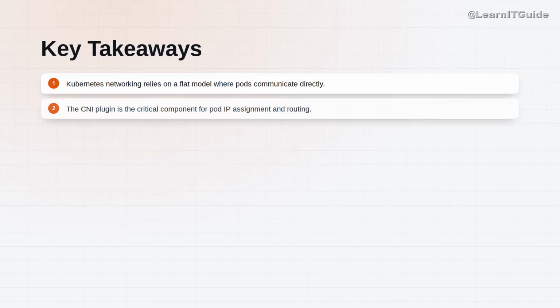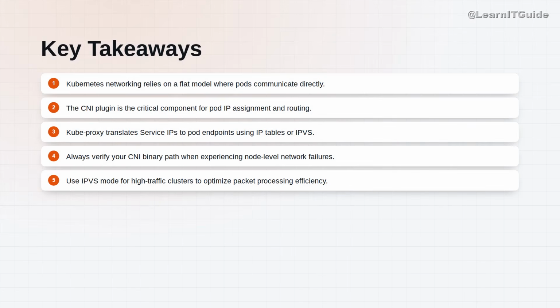To recap, here are the key takeaways. Kubernetes networking relies on a flat model where pods communicate directly. The CNI plugin is the critical component for pod IP assignment and routing. Kube-proxy translates service IPs to pod endpoints using IP tables or IPVS. Always verify your CNI binary path when experiencing node-level network failures. Finally, use IPVS mode for high-traffic clusters to optimize packet processing efficiency.